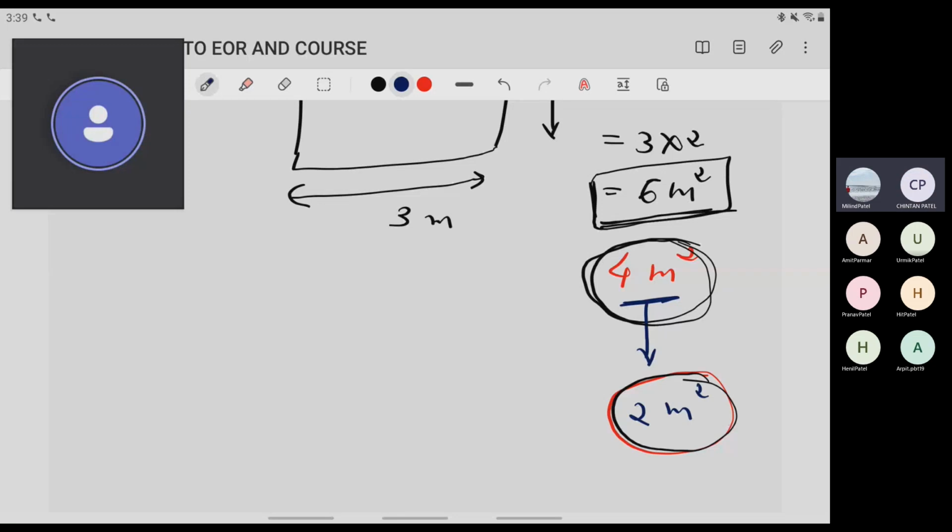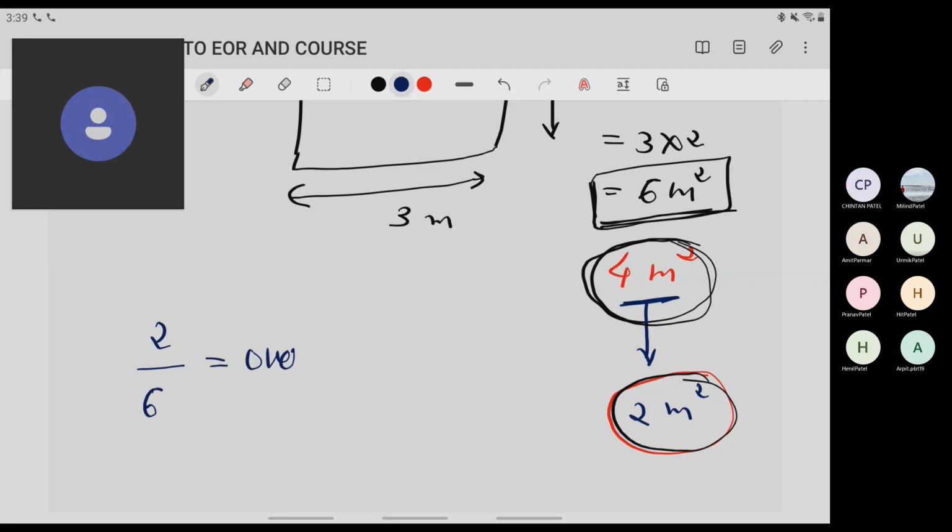2/6 into 100%. Correct. Okay, correct. 2/6 is the overall efficiency. What will be the overall efficiency? Can I say that it is a multiplication of the efficiency of this and this?